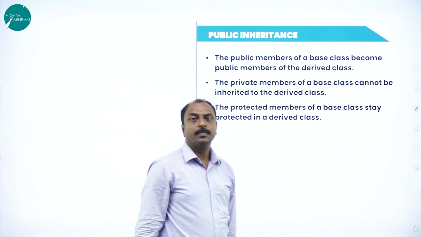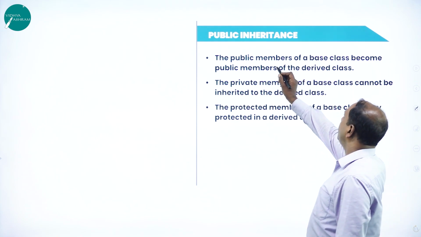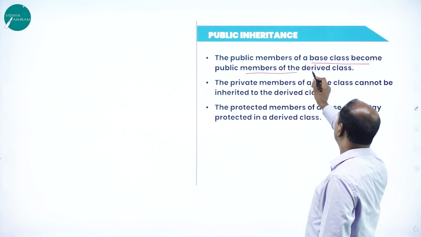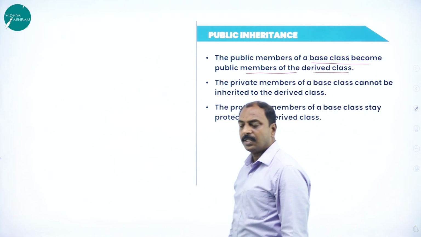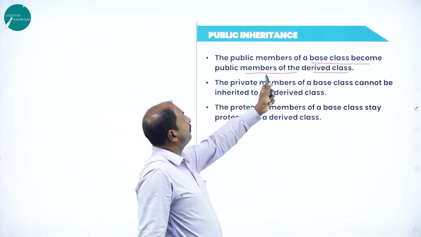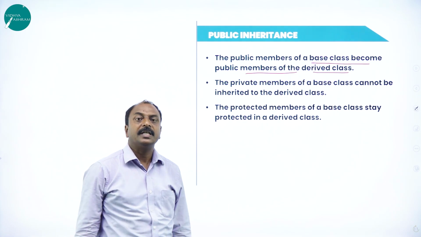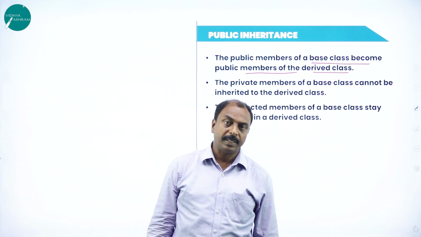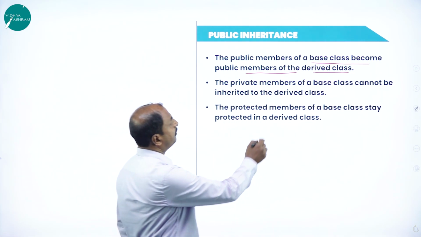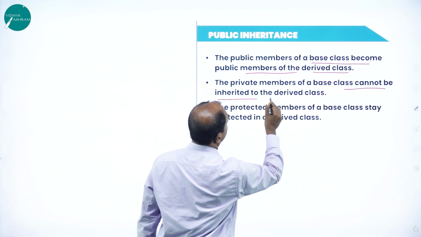Now the first one is public inheritance. So what is public inheritance? The public members of a base class become public members of the derived class. Whatever data members are declared under public in the base class will be public in the derived class. The private members of the base class cannot be inherited to the derived class.